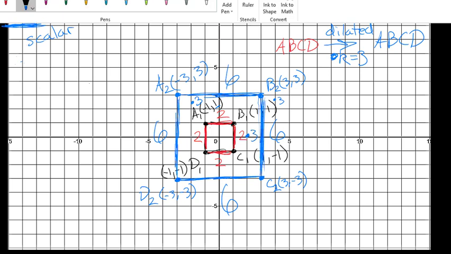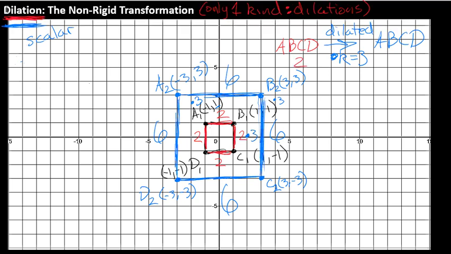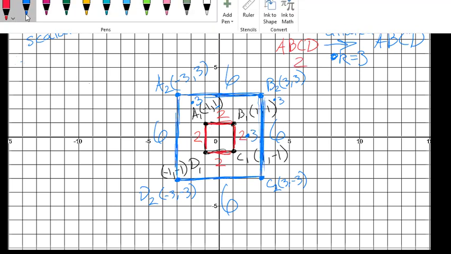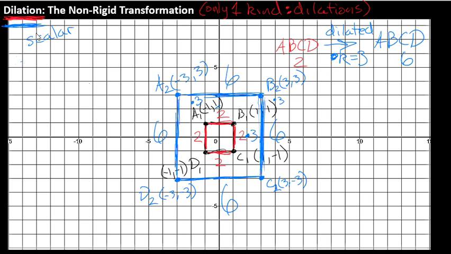The side lengths for my red square were 2. The side lengths for my blue square are 6 because of my scalar. I multiplied by K, my scalar, all right? So that really is as easy as this is, okay?